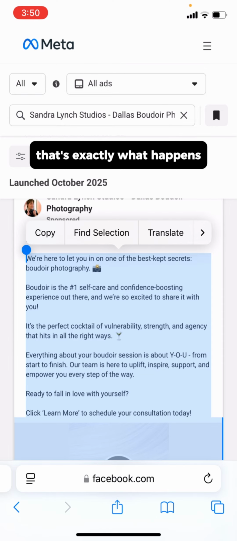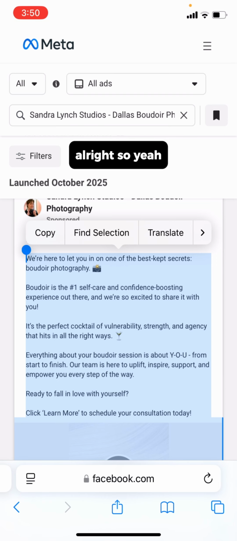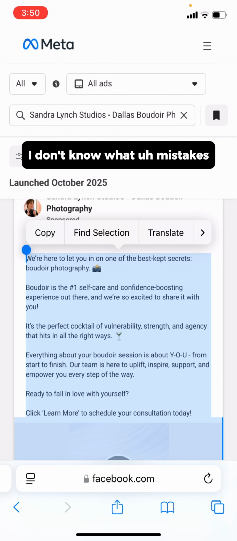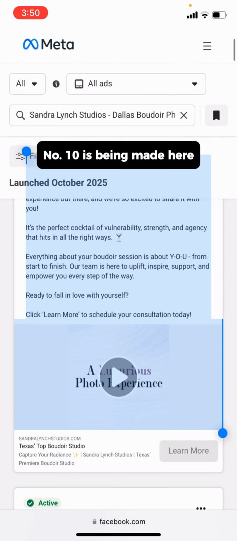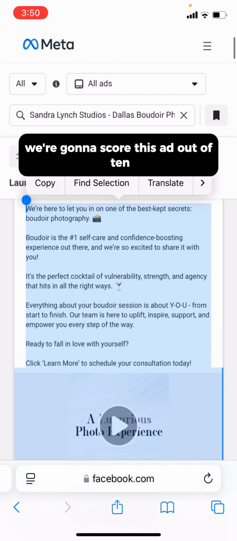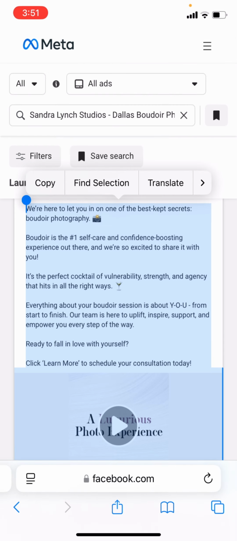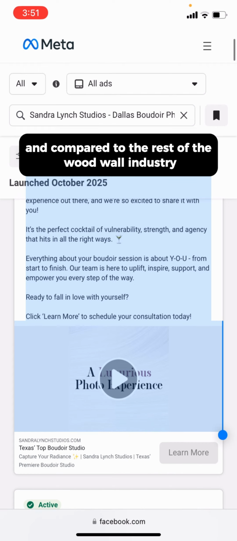That's exactly what happens. All right, so yeah, I don't know if mistake number 10 is being made here, so we're gonna give half a mistake. All right, we're gonna score this ad out of 10 and compare it to the rest of the boudoir industry.